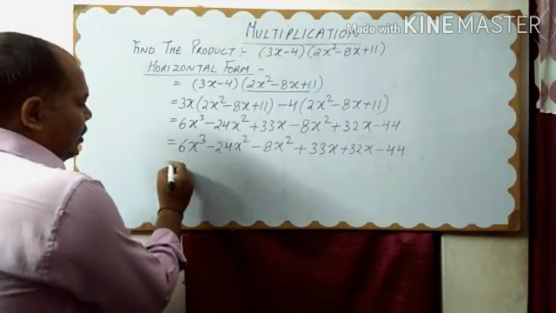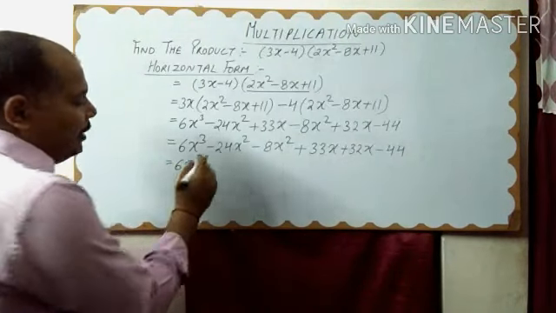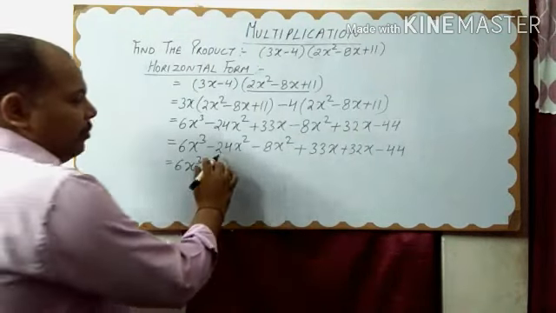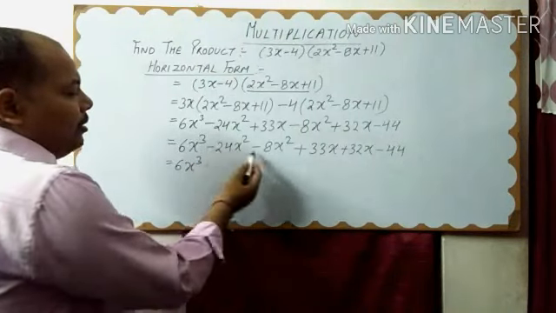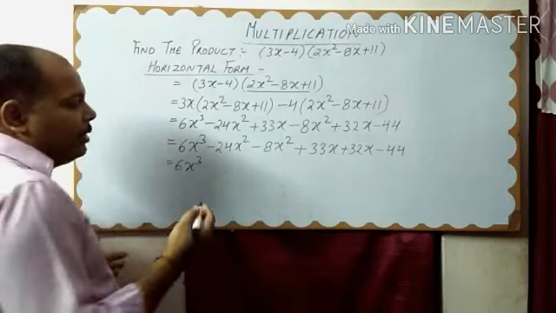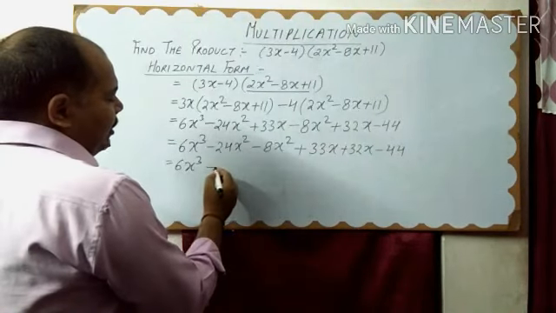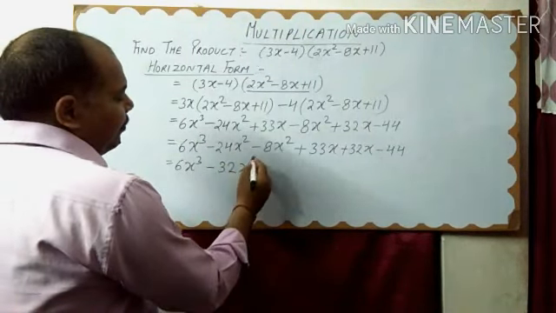Now, 6x cube we will write as it is. See, these two are like terms, so we will add or subtract them. See the sign. Both signs are same. So minus minus plus, 24 plus 8 will be 32.